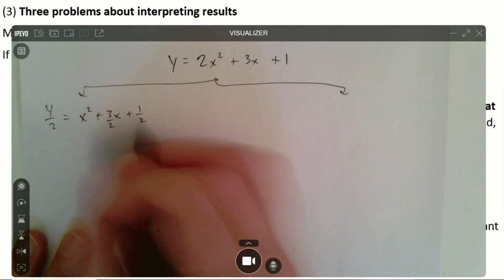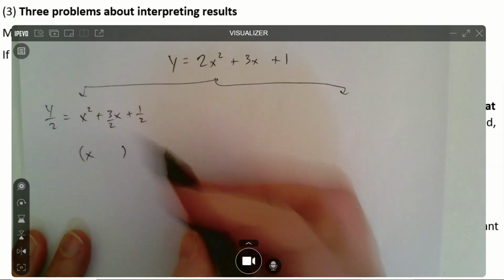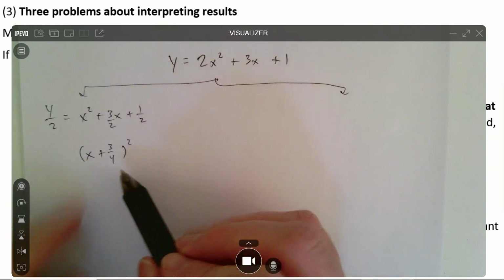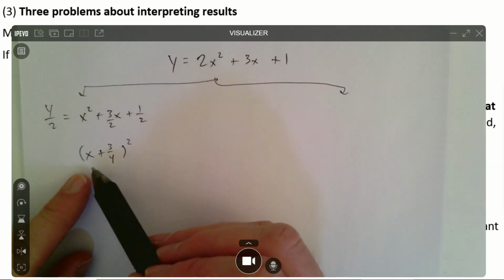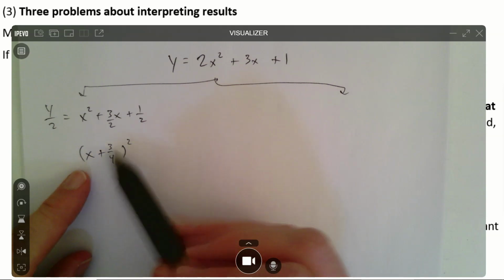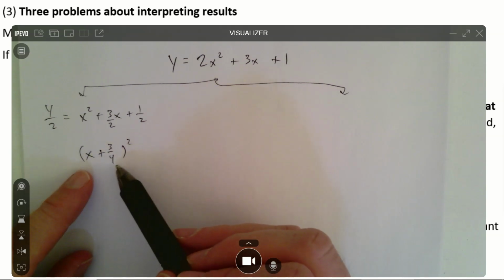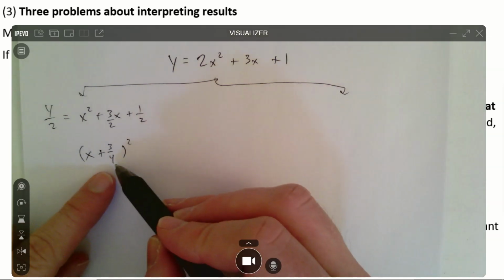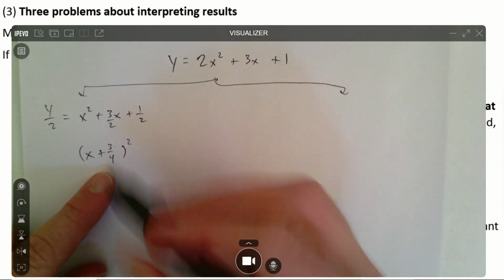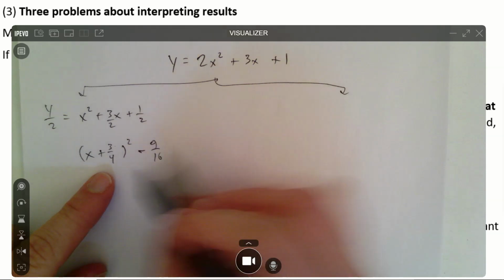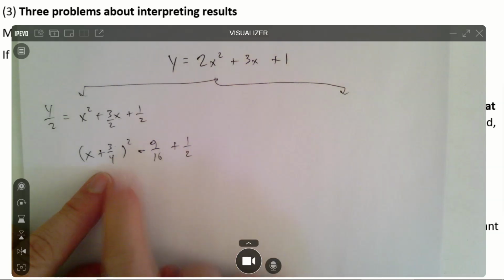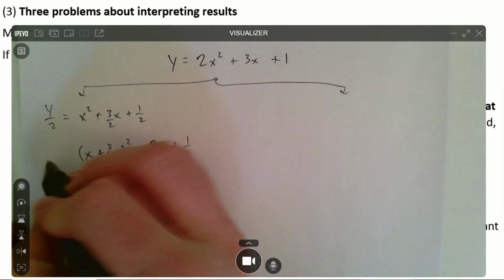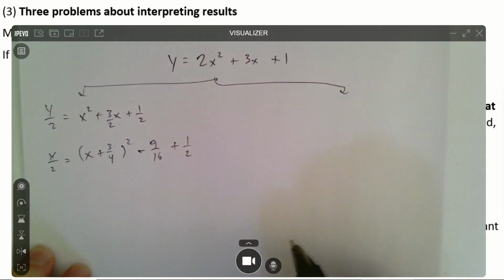Now let's complete the square over here. So half of 3 halves is 3/4. So if I imagine multiplying this out, I'll get my x squared. I'll have x times 3/4, and then another x times 3/4 gives me my 3 halves x. And then when I multiply this by itself, that's going to give me an extra 9/16. So I'm going to subtract 9/16 here so that I don't have that extra term there. These terms will make 0 again. And then I still have the 1 half on the outside. And this is all still equal to y over 2.